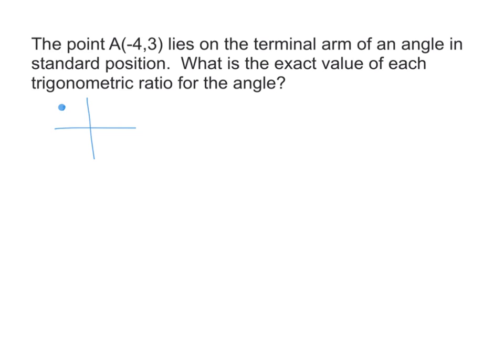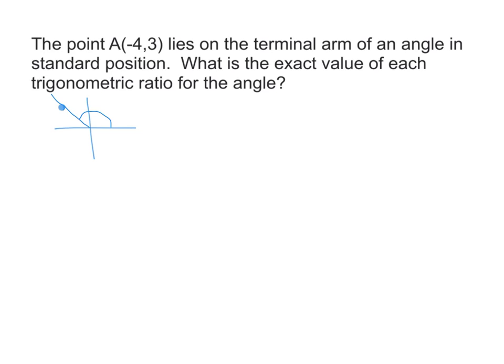And it says it's on the terminal arm of an angle in standard position. So if I want to draw the terminal arm, it's going to go from that point to the origin, because an angle in standard position always has its vertex at the origin. So I'll just draw that line. So here's the angle that we're talking about. And it's asking us what is the exact value of each trig ratio for the angle. This is not a special triangle question, because those numbers 4 and 3 don't show up on a special triangle. But we're still going to draw in a triangle and use it to figure it out.